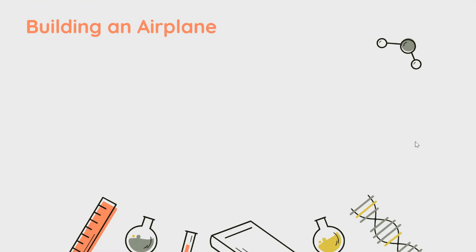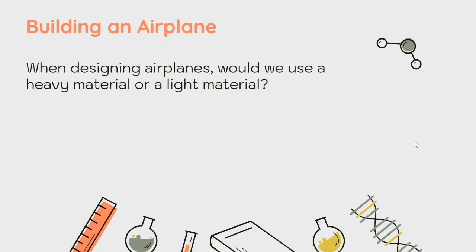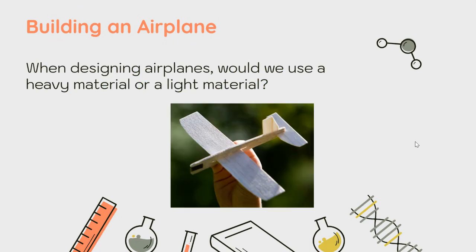For instance, let's say we're building an airplane. When we're designing an airplane, would we want to use a heavy material or a light material? You might think back to those old gliders you used maybe in, say, elementary or middle school. We might think that we want a light material to make a plane. In reality, we're really thinking about the density. Yes, we want a light material, but it still has to take up some amount of space. So we really want something that is light for how much space it takes up.